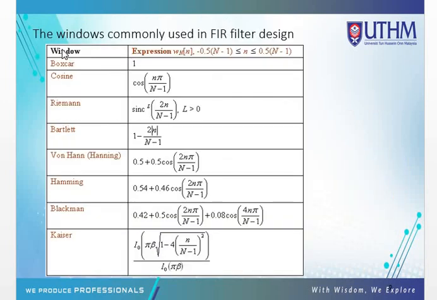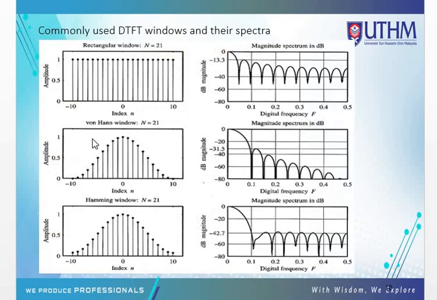So the main lobe with the width of Wm. And this table shows the windows commonly used in FIR filter design. It has Boxcar windows, Riemann, Bartlett, Von Hann, Hamming, Blackman, and Kaiser window. And the right hand side is the expression for the w(n) for the particular window here.